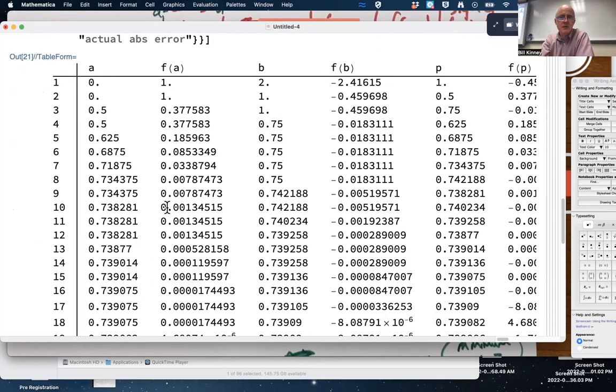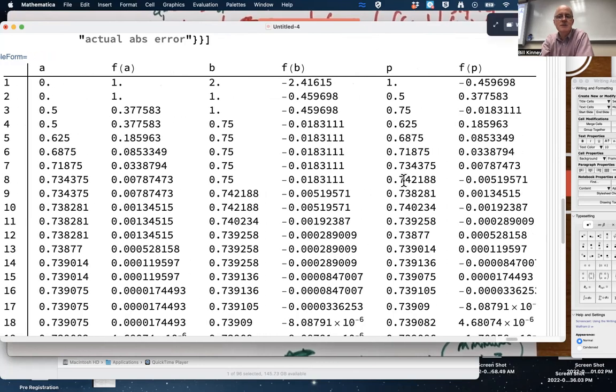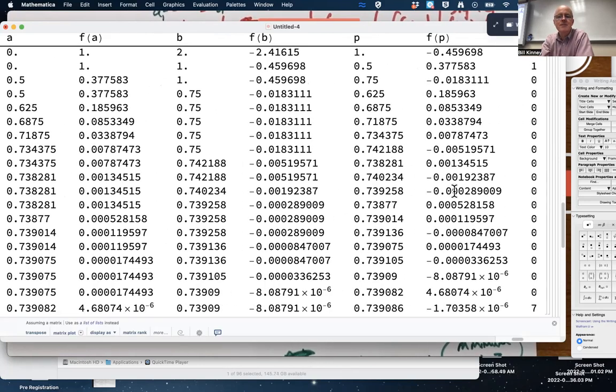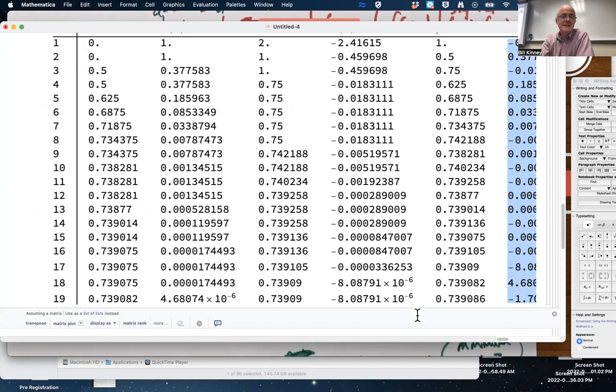So this is a nice output to look at. We've got a column for the A values, F of A values, B values, F of B values, which we don't really need for the method, but is maybe nice to look at anyway. P values, F of P, and the distance between the endpoints that you see there. And we started out here with the interval from 0 to 2 in this program. So it's not the exact same table because of that. But we do see the p-values are converging toward 0.739, and f of those p-values is getting really, really close to 0. So that's kind of nice.